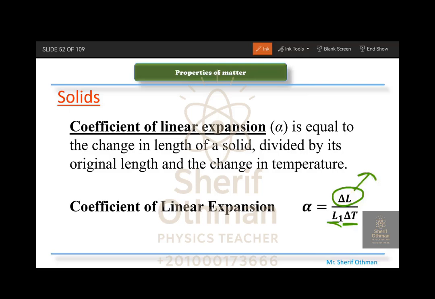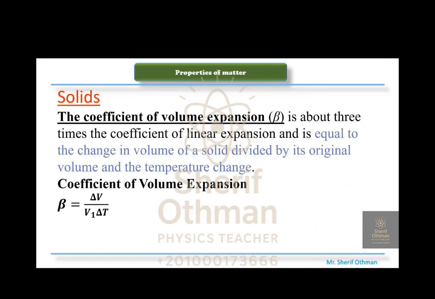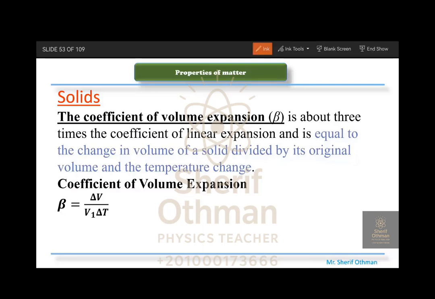So delta L is the change in length, L1 is the original length, and delta T is the change in temperature. The coefficient of volume expansion, beta, is about 3 times the coefficient of linear expansion because volume expands in 3 dimensions. In the same way, the volume expansion coefficient is the change in volume divided by the original volume and the change in temperature.